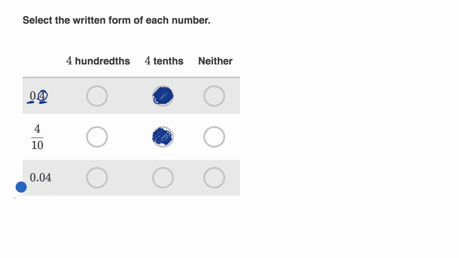Now what's going on over here? We have no ones, we have no tenths, but we have 4/100ths. I said it again, it's too much fun. So we have 4/100ths. So that's this column, so we would fill that one in. And we're done.